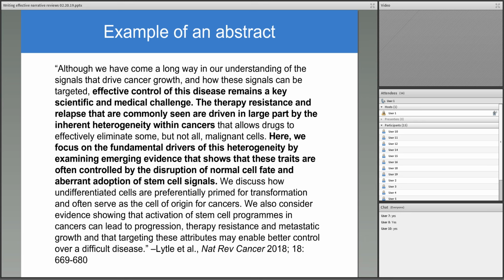Here's an abstract for a review article that provides background information, bolded near the top, that logically progresses into a purpose statement, which is bolded near the middle. The purpose statement is then fleshed out into the main points discussed in the review. So I'll give you a minute to look over this.